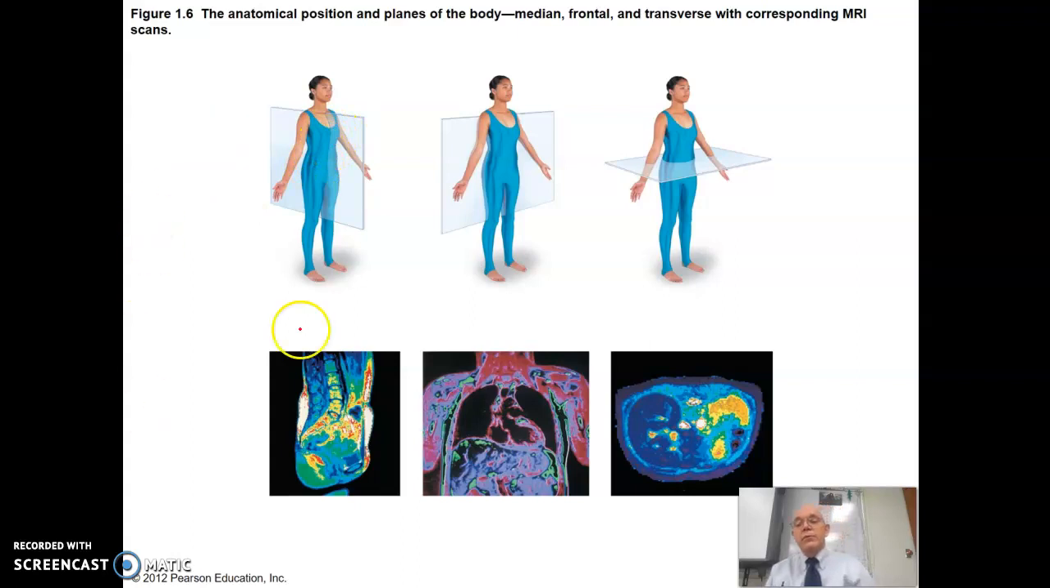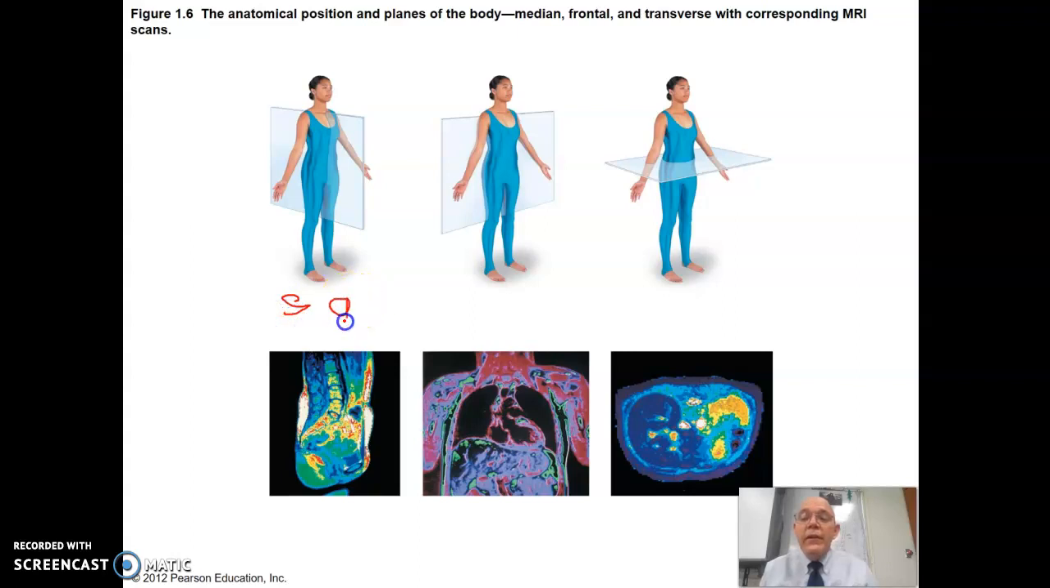This is a side view of the body down here at the bottom. You can see the backbone, and here's the stomach and stuff. So it's a side view. If you slice through the middle to make a section like that, that is called a sagittal.